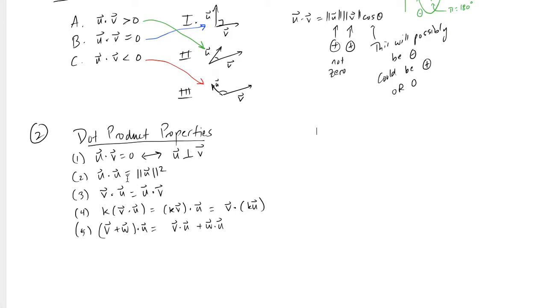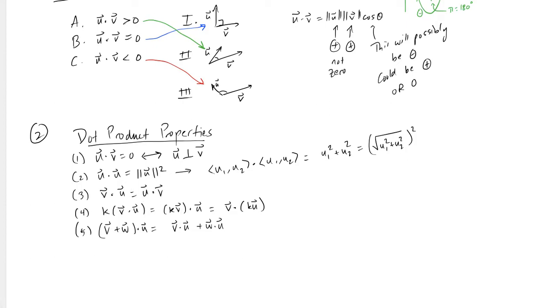We have this nice property involving the dot product relating to the magnitude, and this one you can just prove by doing it. So say we take (u1, u2) dot (u1, u2). That's going to be u1 squared plus u2 squared, which is the same as the square of the square root of the sum of squares. So that's a nice relationship.